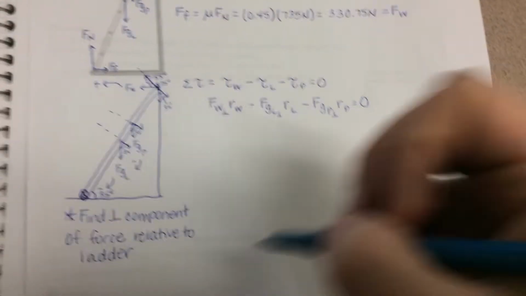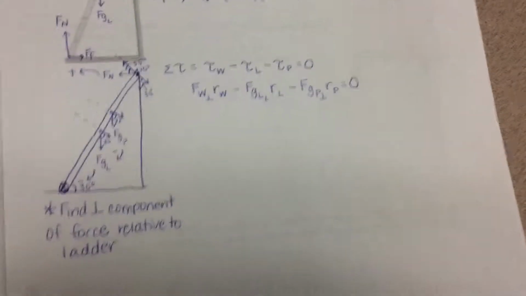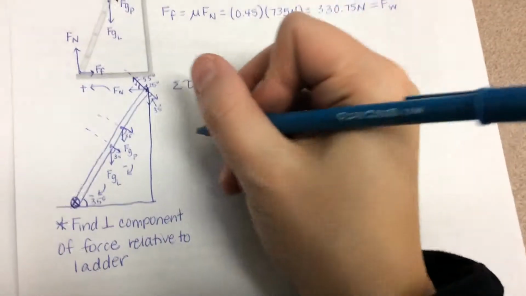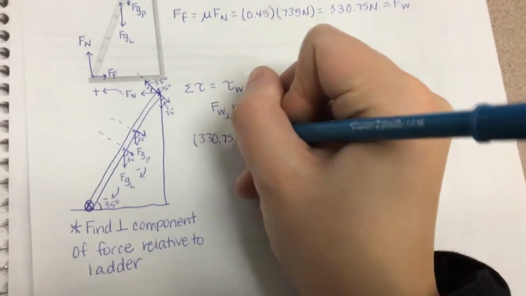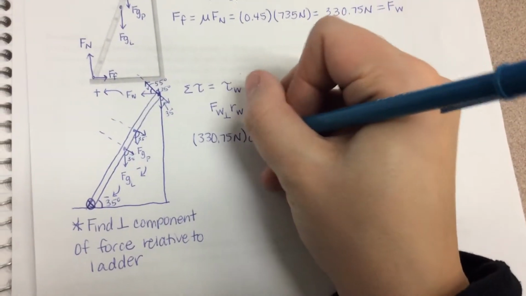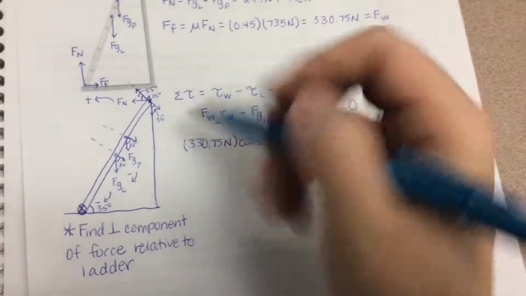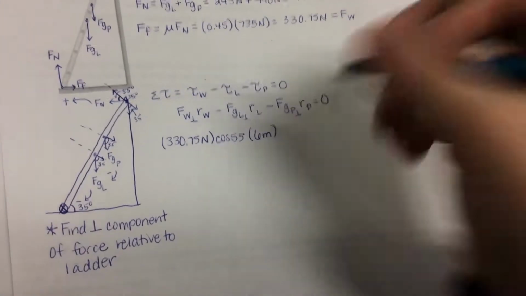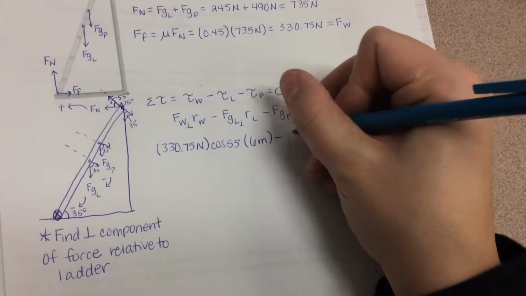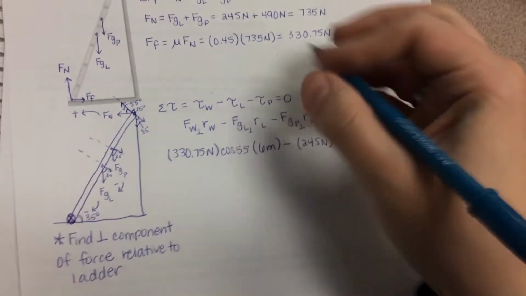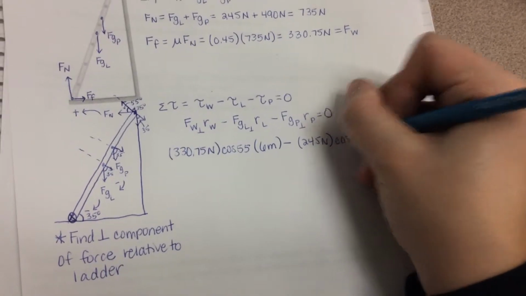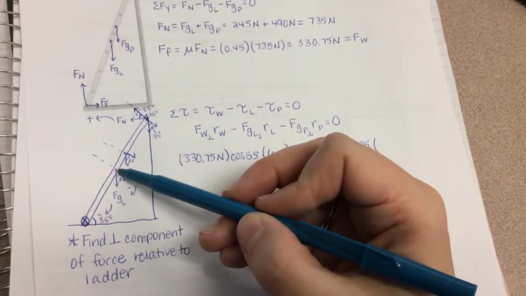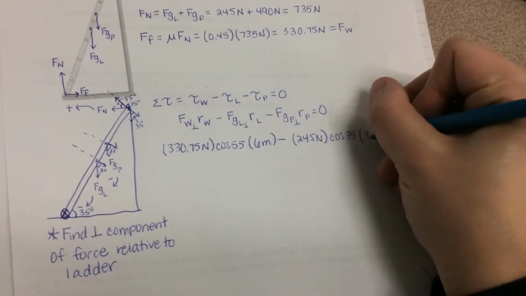Okay, so now I can start plugging in everything. So my force from the wall, I already know the value of that is 330.75 newtons. So I'm going to do 330.75 newtons times the cosine of 55. And then the distance from the axis of rotation is going to be 6 meters. Minus the force of gravity from the ladder we found was 245 newtons. And we want the perpendicular component, so times that by the cosine of 35 times the distance of the ladder from the axis of rotation. That's going to be halfway, so that's going to be 3 meters.